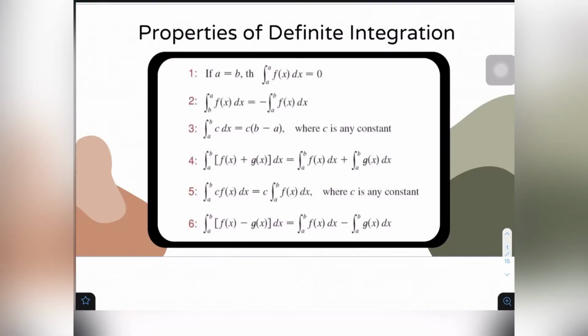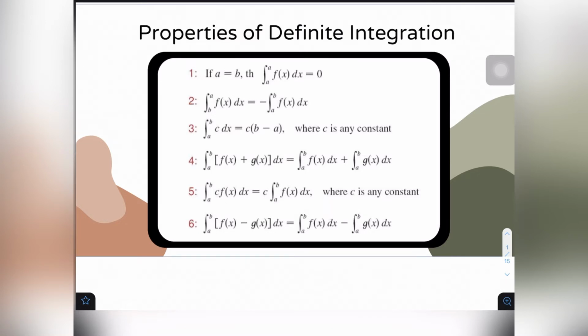So now we are in the final subtopic in the integration part, which is the properties of the definite integration. In the previous video, we have seen how to solve the definite and indefinite integrals, and a few rules or formulas for integration, either definite or indefinite. And now we want to see the properties of definite integration. We have 6 properties that we want to explore here.